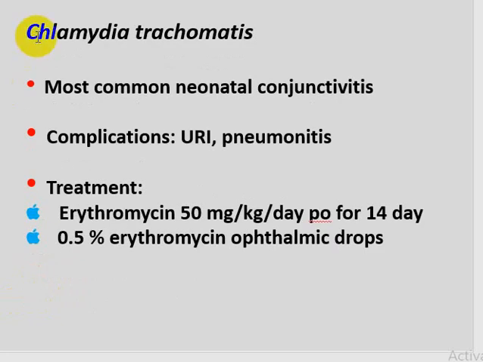Another bacteria which can cause conjunctivitis is Chlamydia trachomatis, which is the most common neonatal conjunctivitis. Neisseria is more serious, but chlamydia is most common, and it may be associated with some complications like upper respiratory infection or pneumonitis. It is treated with systemic erythromycin, 50 milligram per kg per day orally for 14 days. It also needs local erythromycin eye drops.